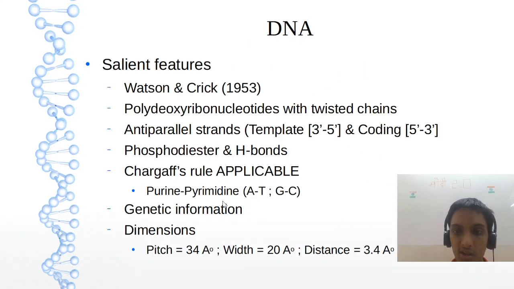Okay. So remember that coding strand is where the codons will be there. That will code for the amino acids. Template is where the nonsense codons will be there. They're also called stop codons or useless codons. Okay. They don't code for any amino acid. Okay. And what are the bonds you are finding? Phosphodiester and hydrogen.